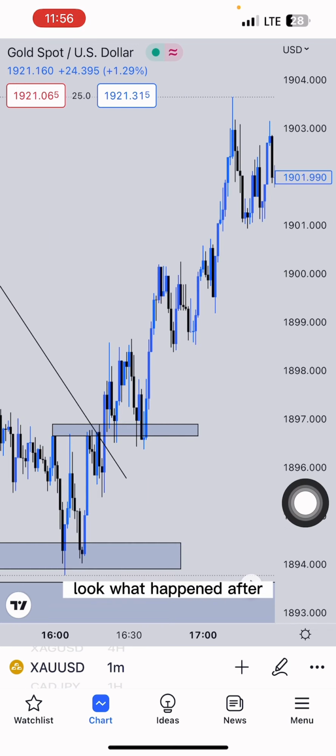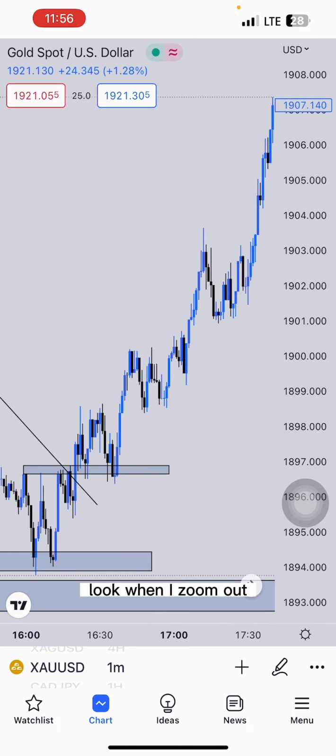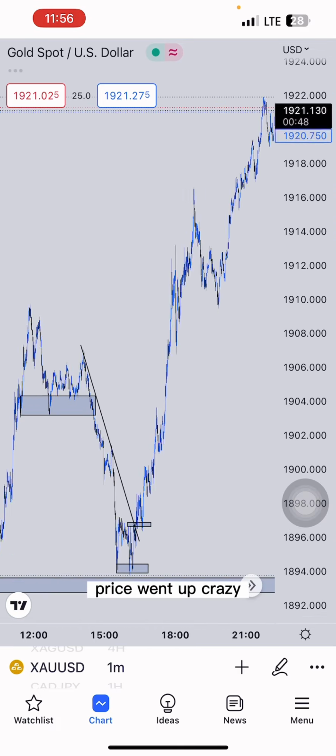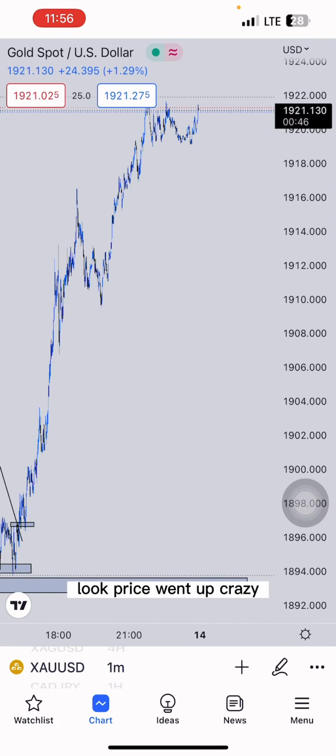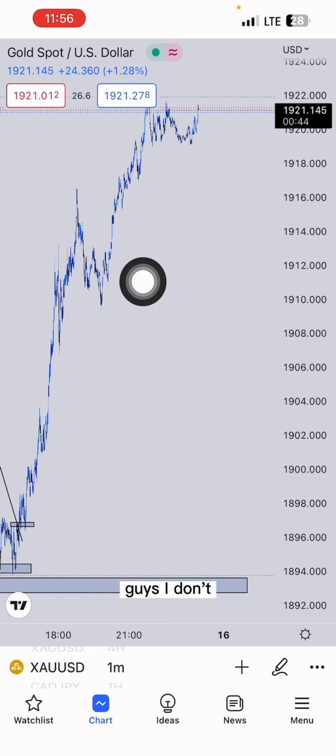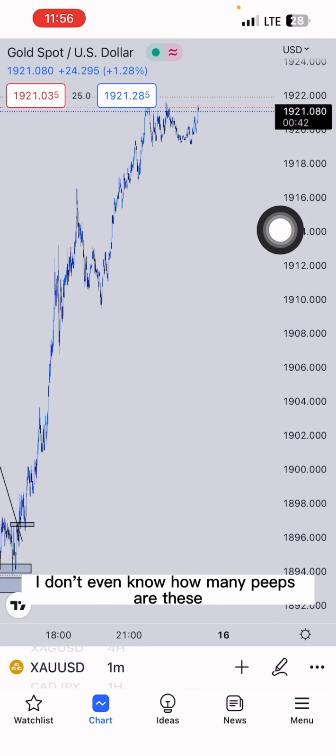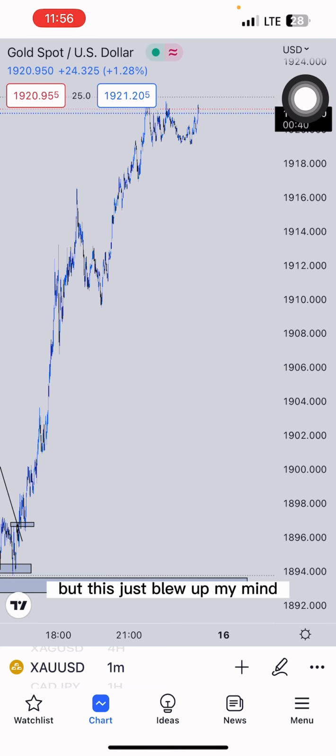But guys, look what happened after. Look, when I zoom out, price went up crazy. Look, price went up crazy, guys. I don't even know how many pips these are, but this just blew my mind.